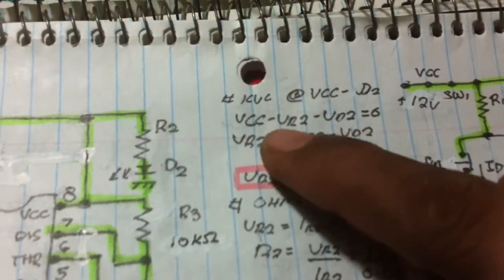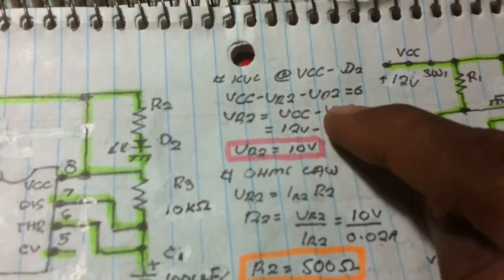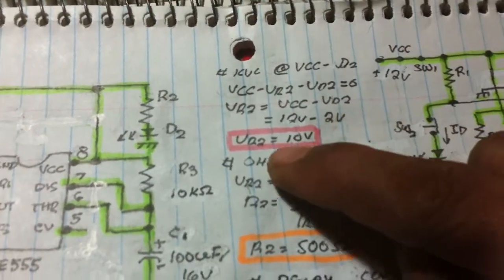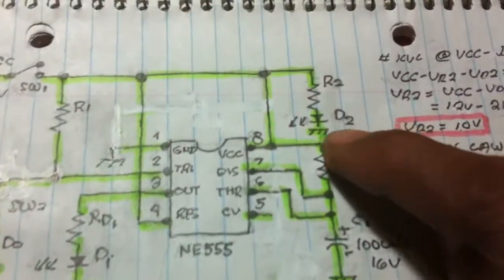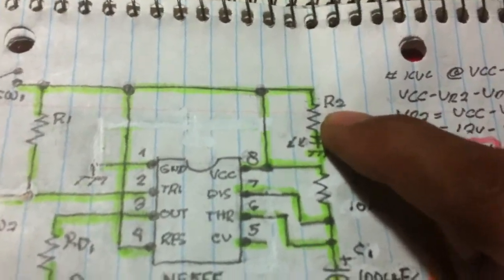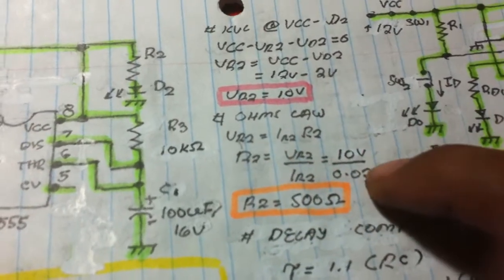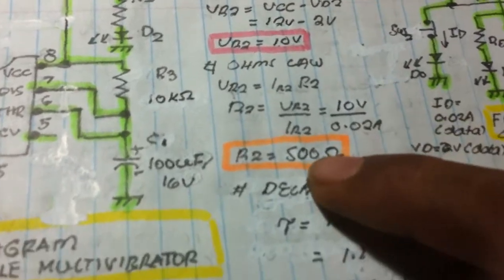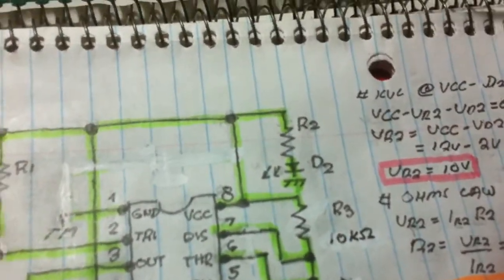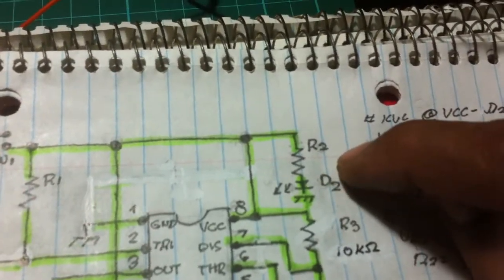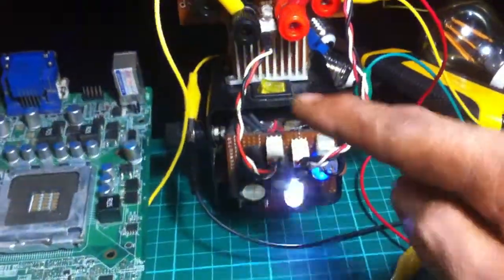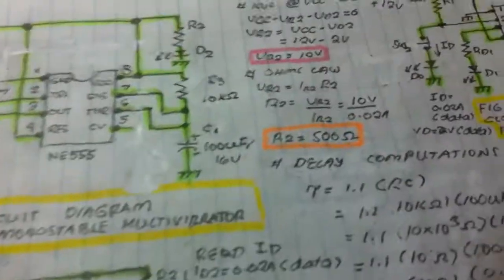So here, we're going to compute the values using KVL: VCC, VR2, VD2, then transposition, calculation, computation. We got 10 volts as the voltage across R2. Using Ohm's law, V = IR, with transposition and substitution, we calculate 500 ohms. We get the value of 500 ohms to limit the current flowing in the LED. That's why the LED is turning on upon switching the power switch.